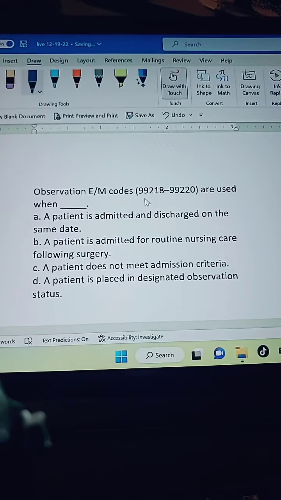E&M observations. These codes will be deleting as of 2 days from now. So probably don't really need to go over this question, but there are some observation codes that did get left behind, which is the combo codes that do admit and discharge all in the same day. Those are staying. So anyway, observation E&M codes are used when what? For looking for similarities, we got admitted and admitted.